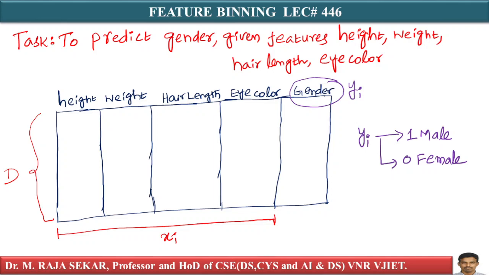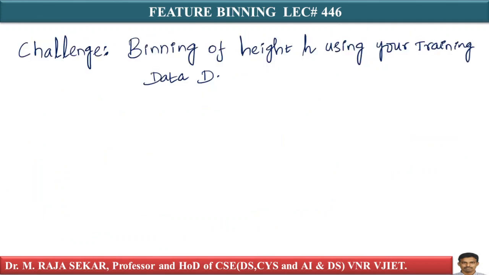one way to do feature binning is to use domain knowledge. Let's say, to predict gender, of course, most men tend to be taller than 150 centimeters. But the big feature engineering challenge is how do you do binning of the height feature using your whole training data, capital D? How do you perform very data driven binning, or data motivated binning, of your data set capital D?